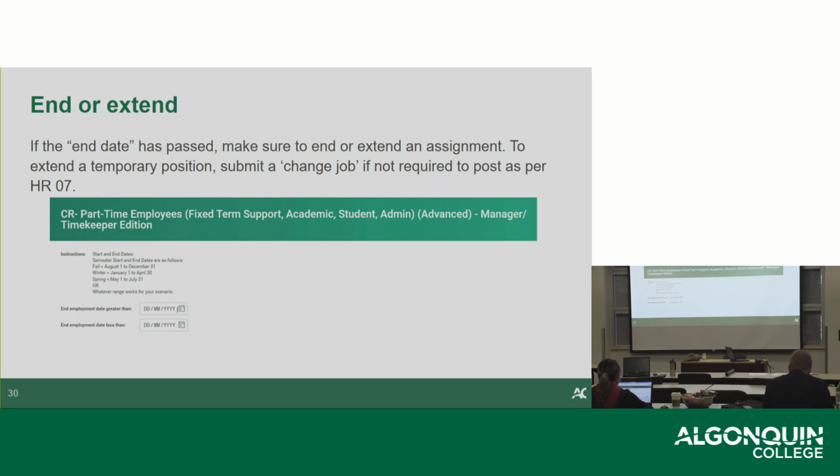And then why are you making this change? The reason code you're selecting is data changes. And extend fixed term position. And then you would enter the date and the rest of the information, and you would confirm. So you could extend it by a month, for example, or 2 months, as long as it's under 4 months. If it's over 4 months, then we should probably post, depending on what position it is and how many hours worked. Any other questions about that? Okay, great.